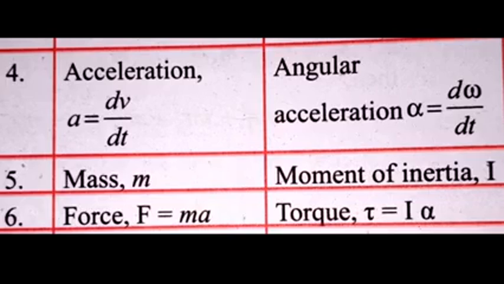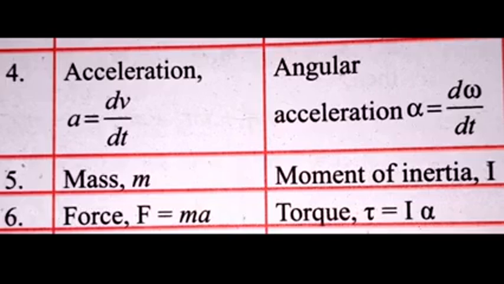Then the fifth one, mass. In translational motion, the mass is represented as small m. In rotational motion, the mass is changed to moment of inertia. The moment of inertia is represented by the capital letter I, which means mass into distance squared is known as moment of inertia.